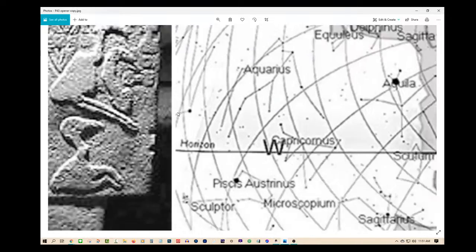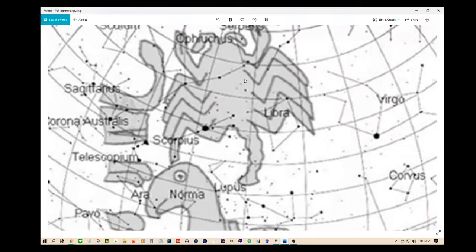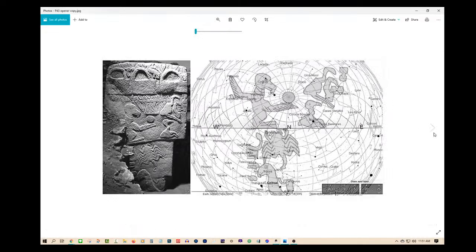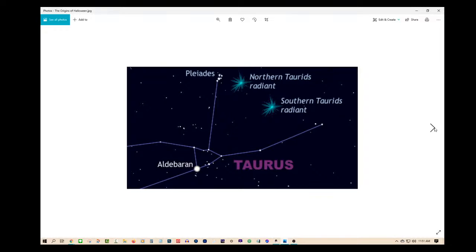So the question is, does it really line up to the stars? That is the big question. Let's take a look at a few more pictures that I pulled out for you, just so you can see what I lined up. There's Taurus, and that's what's happening right now.